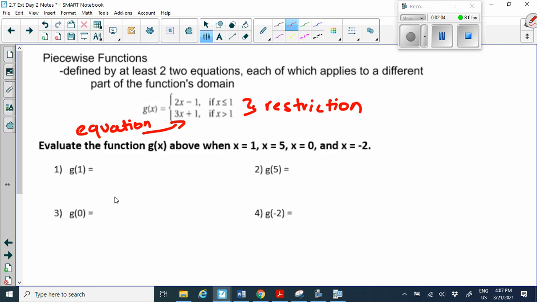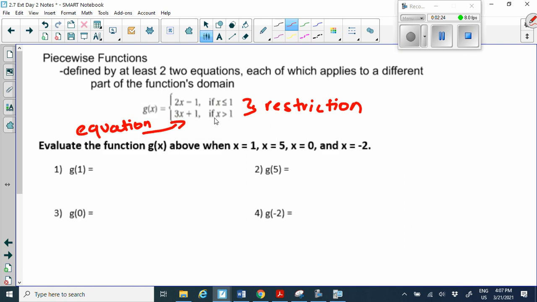So let's look at our first one. We have g of 1. So we need to decide where we're going to plug the number 1. Are we going to plug it into our first equation or second? Now, to decide which one to plug it in, basically this number 1 has to satisfy one of the restrictions, okay?